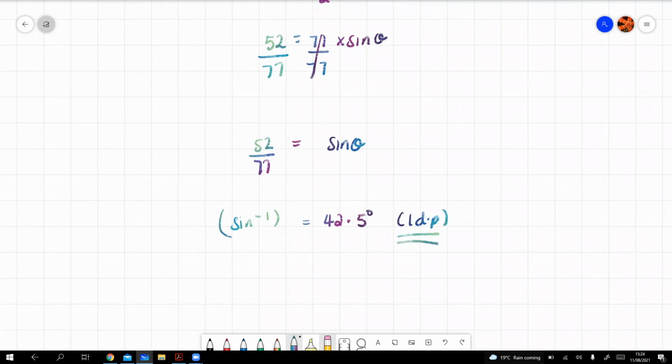We have worked out how to work out the area of a triangle using a half AB sine C, and then obviously going backwards to work out the angle and to work out one of the side lengths, and we've also looked at where the formula comes from.